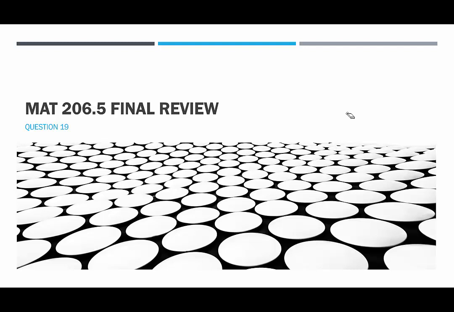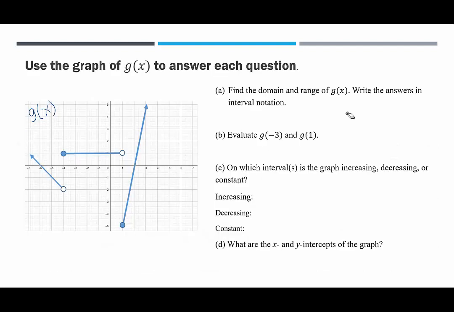In this video, we are going to look at question 19 from the Math 206.5 Final Exam Review. In question 19, we're given the graph of a function. We're asked to identify various things about the function, the domain and range, then evaluate at specific points, the intervals on which the graph is increasing, decreasing, or constant, and then the x and y intercepts. So we're going to do each one of these on separate slides.